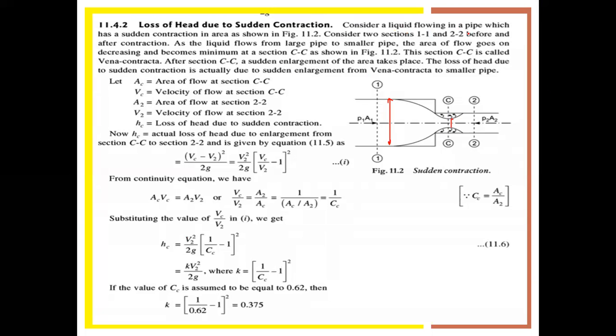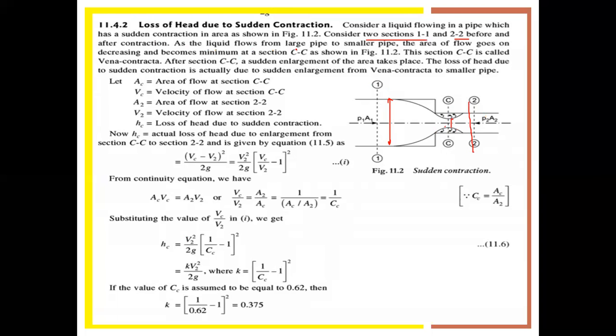Consider a liquid flowing in a pipe which has a sudden contraction as shown in the figure. Consider two sections, 1-1 and 2-2, before and after contraction. So take section 1 and section 2, before contraction and after contraction.